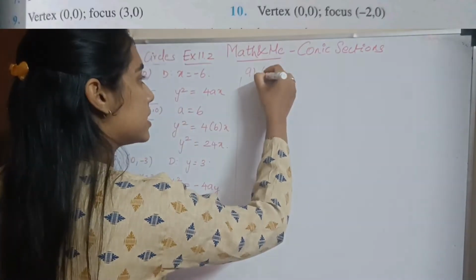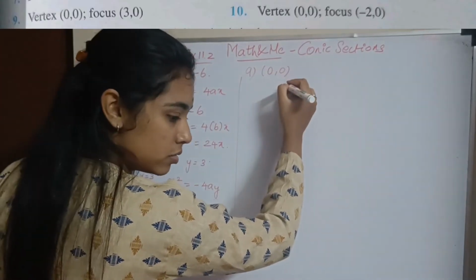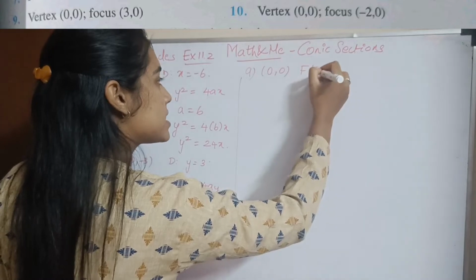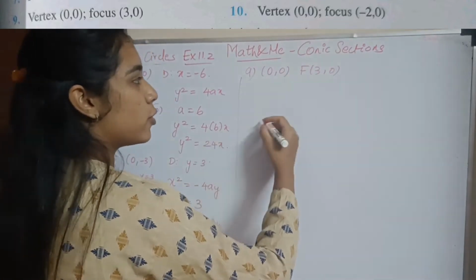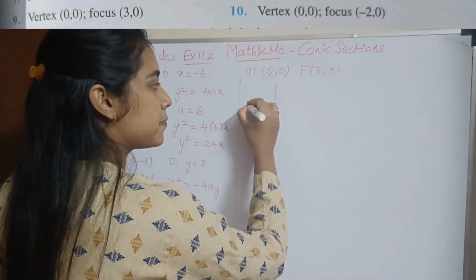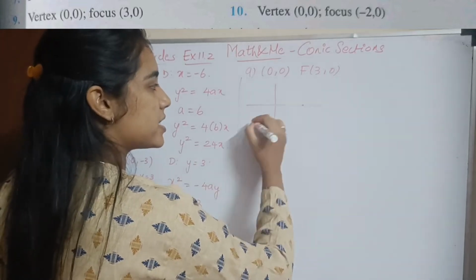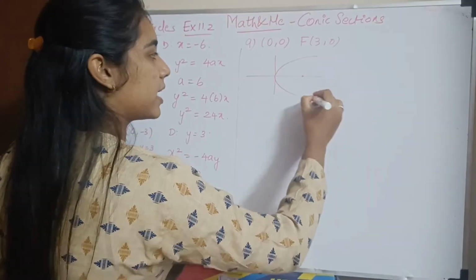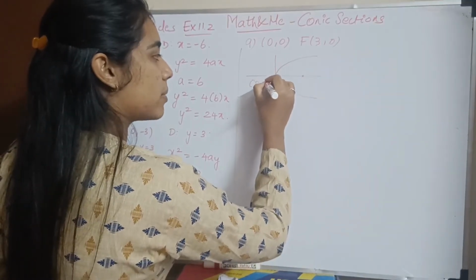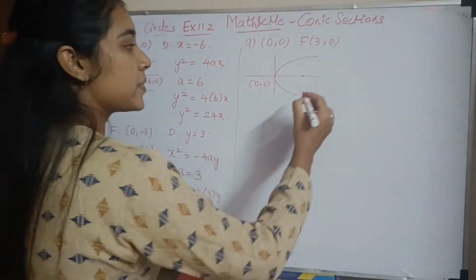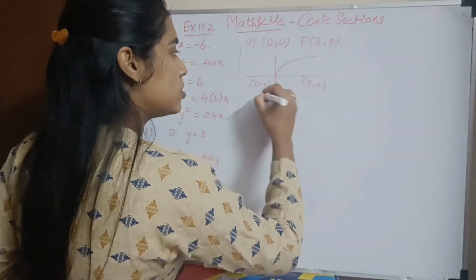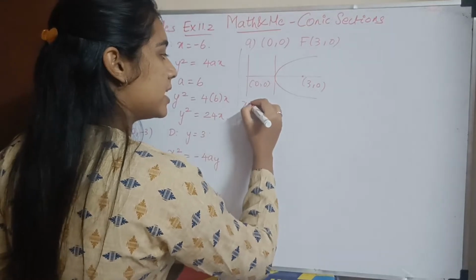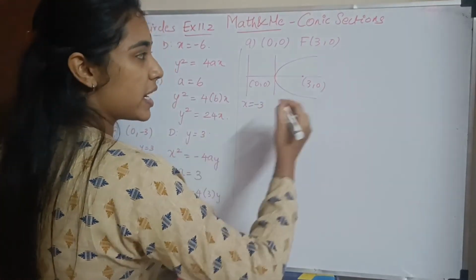Question number 9. The vertex is 0 comma 0 and the focus is 3 comma 0. So where does your focus 3 comma 0 lie? 3 comma 0 lies here. So your parabola is something like this. Vertex is 0 comma 0. It doesn't matter in our case. So this is 3 comma 0. So what is the equation of your directrix? x is equal to minus a, which is minus 3.